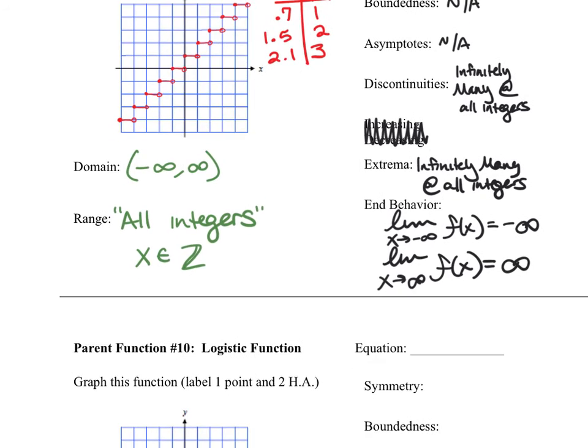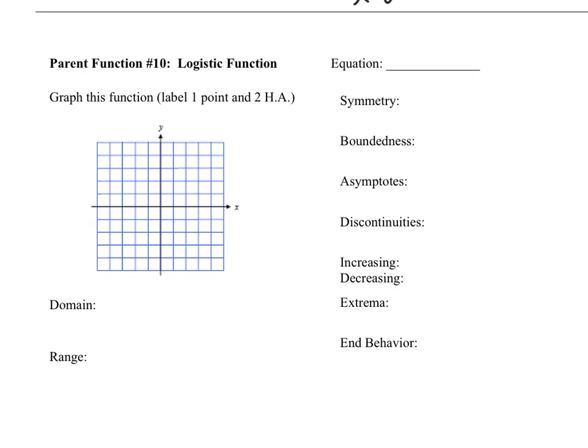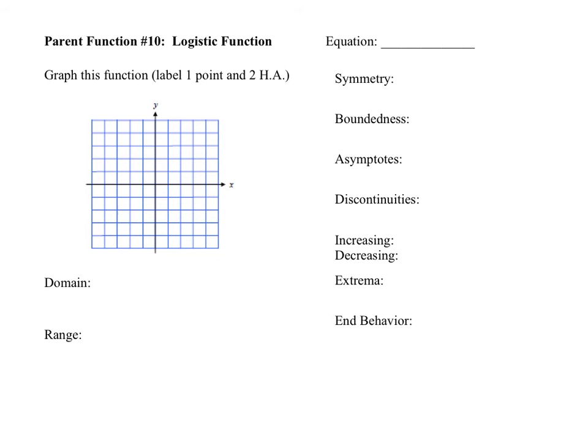The last function on this page, number 10, is called the logistic function. Make sure you see that's not logarithmic, it's logistic function. This is a basic function that you really probably have never seen. It's going to be y equals 1 over 1 plus e to the negative x. Ooh, yeah, wild, right? That's called a logistic function. And this is actually really, really cool. So we're going to label 1 point and then the 2 horizontal asymptotes.